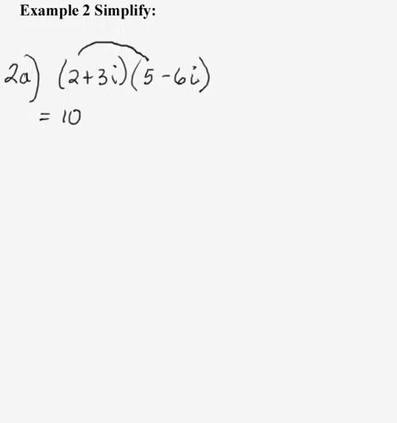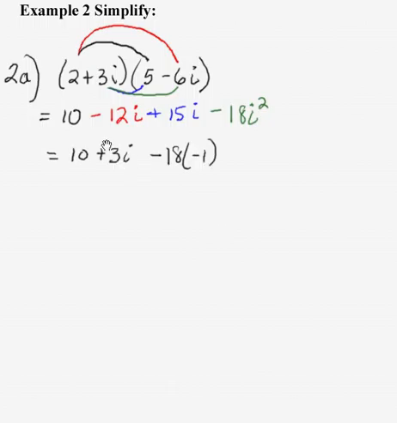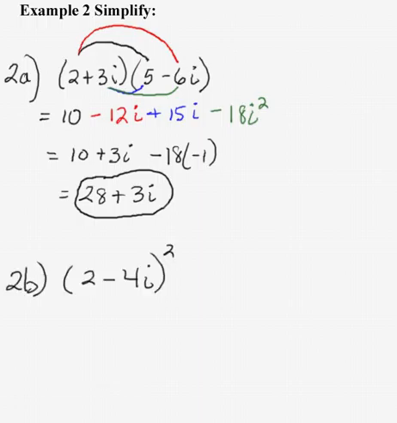So doing the first, 2 times 5 is 10. Outsides, 2 times negative 6i is negative 12i. Insides, 3i times 5 is 15i. Lasts, 3i times negative 6i is negative 18i squared. Collecting like terms, the negative 12i plus 15i is 3i. Remember that i squared by definition is the same as negative 1. Negative 1 times negative 18 is positive 18. 18 plus 10 is 28 plus our 3i. So that's the product of our two complex numbers.